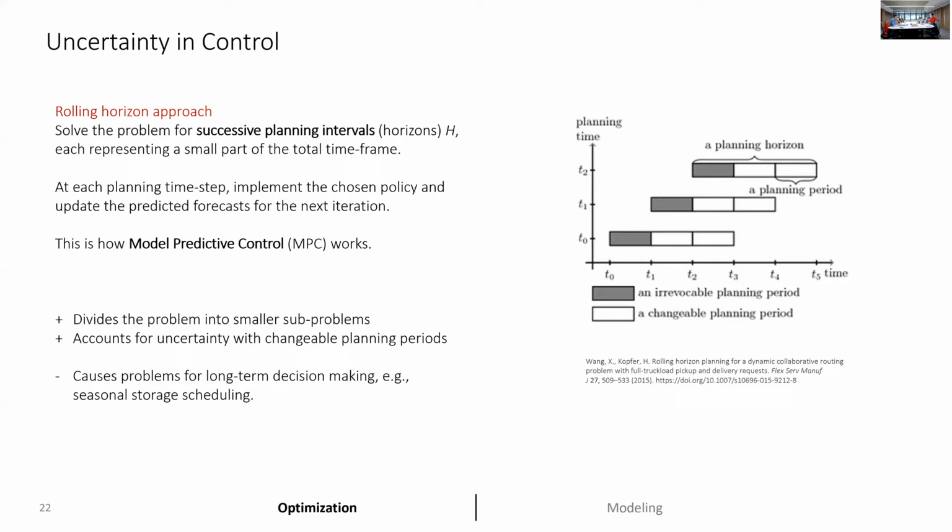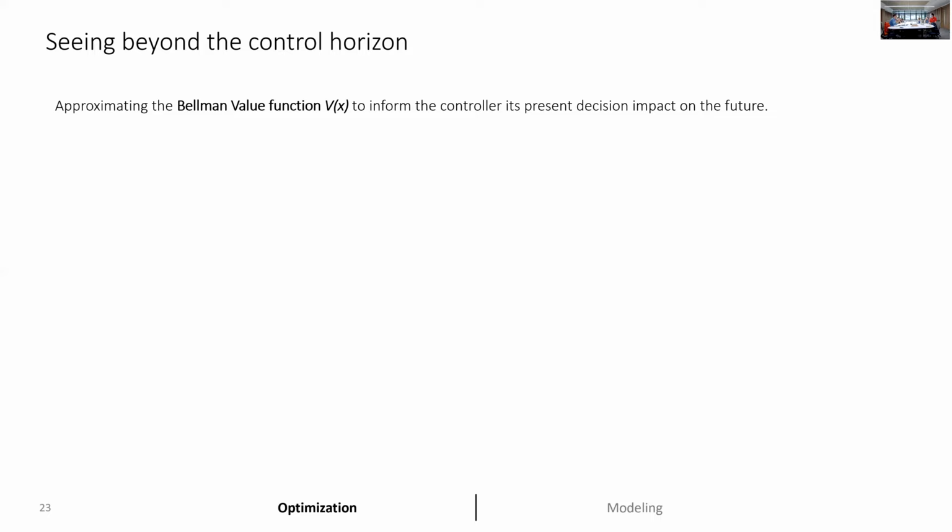And so this is where I'm going to link up a bit with what we've seen last workshop as well. How do we see beyond the control horizon? Well, the value function, the Bellman value function, can come in handy for that. So approximating the Bellman value function will inform the controller on the impact of its present decisions on the future.